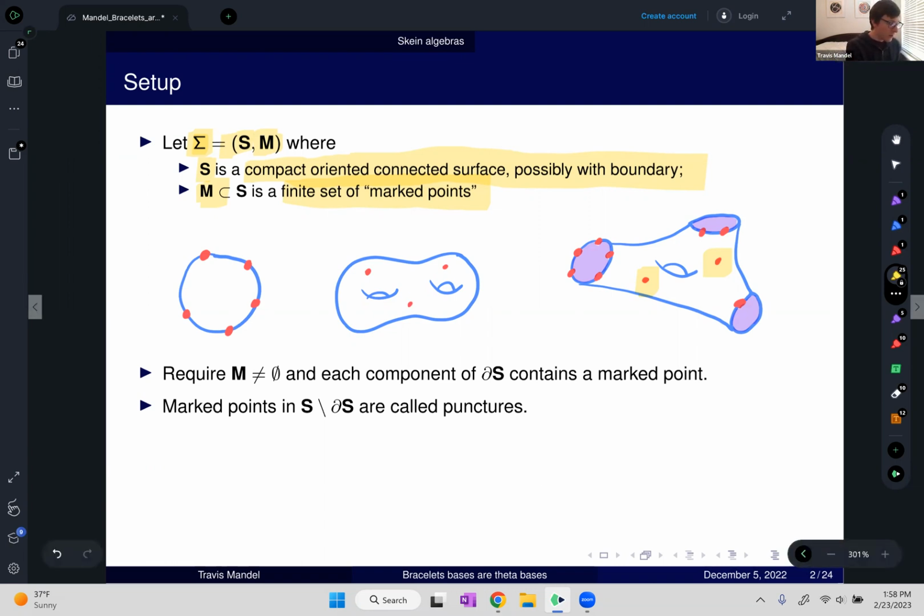And then, you can see some of our marked points might be in the boundary, but we can also have marked points in the interior, and the marked points in the interior are called punctures.